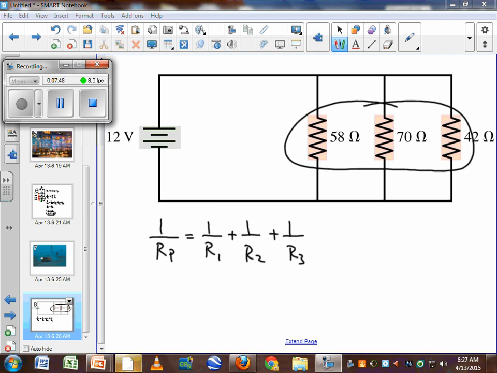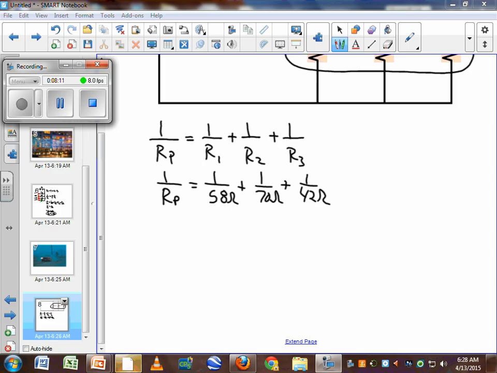And so we have our equation for parallel resistors. So it's 1 over Rp equals 1 over 58 plus 1 over 70 plus 1 over 42. And this one is a little bit tougher to find the common denominator. So what you can do is just in your calculator, say 1 over 58 plus 1 over 70 plus 1 over 42, and you'll come up with a decimal, and we'll see how you work with that. So just in your calculator right now, just try that out. If you got stuck, just try that.